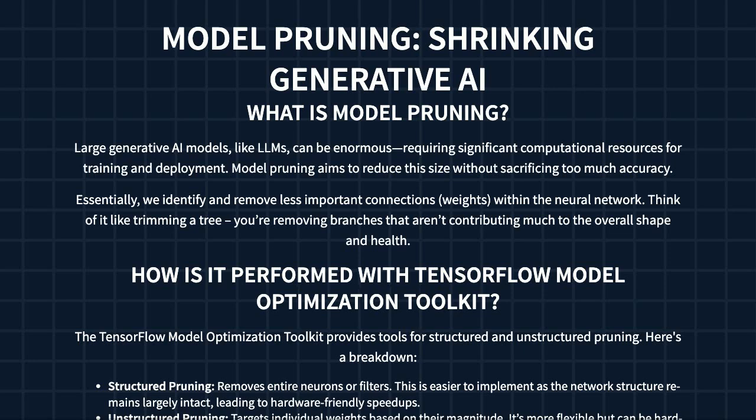TensorFlow provides tools for this using structured or unstructured pruning methods. Structured pruning removes entire groups of neurons or filters, which is simpler and often faster on newer hardware. Unstructured pruning targets individual weights based on how much they contribute, offering more flexibility but potentially requiring some extra effort to fully leverage the speed improvements. The toolkit helps you train with quantization in mind too, ensuring your pruned model works efficiently.